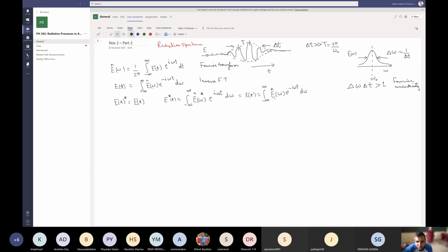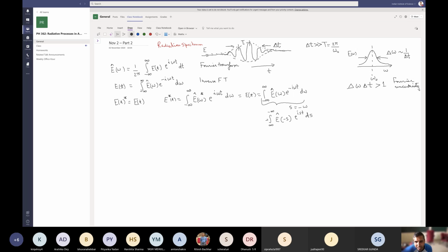We can do a change of variables. S equals minus omega. Omega is allowed to be negative, just like time is allowed to be negative, you're going from t equals minus infinity to t equals infinity. If we do this change of variable, what does this become? It becomes the integral from infinity to minus infinity of E hat minus S, e to the I S t, ds, right? Is there a minus sign?